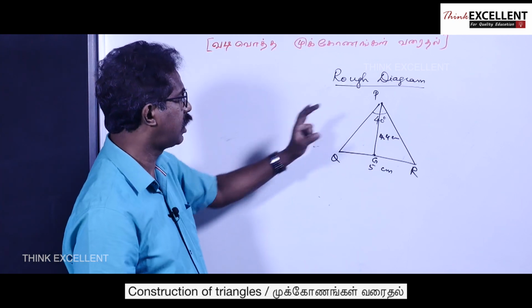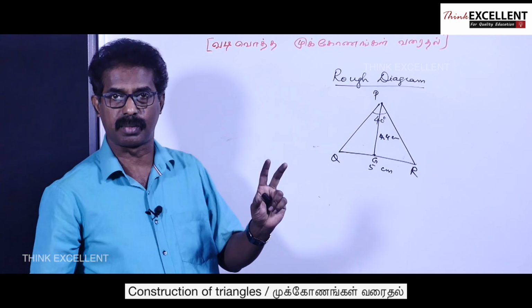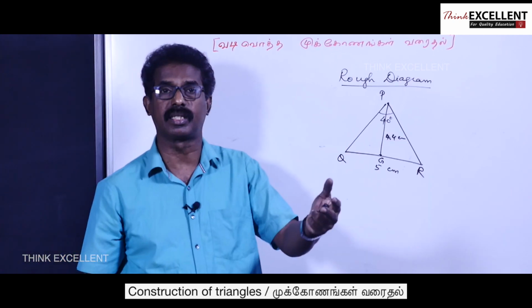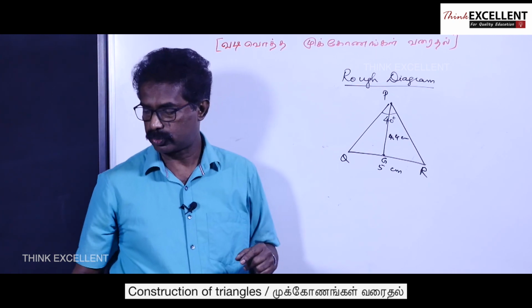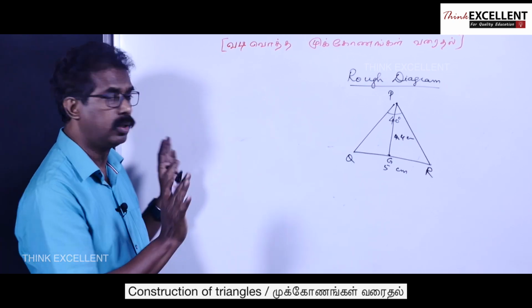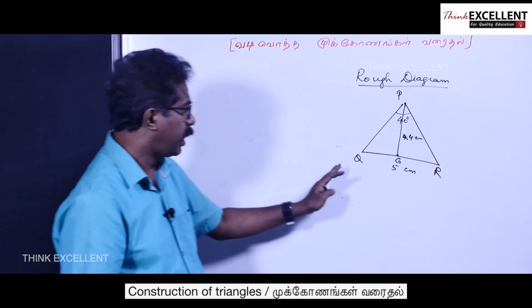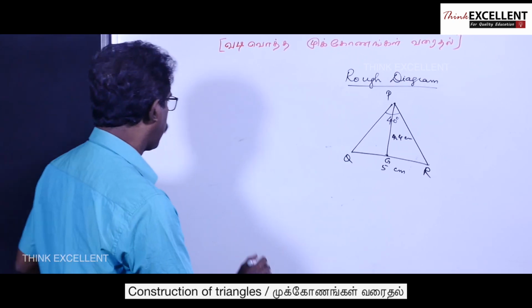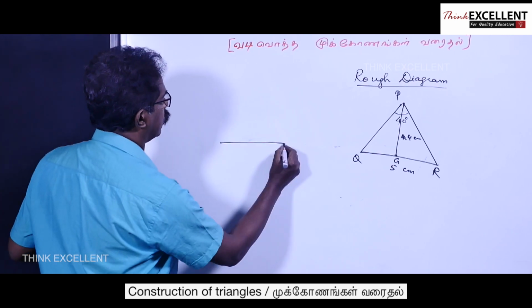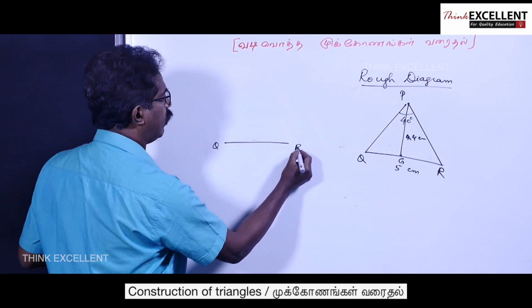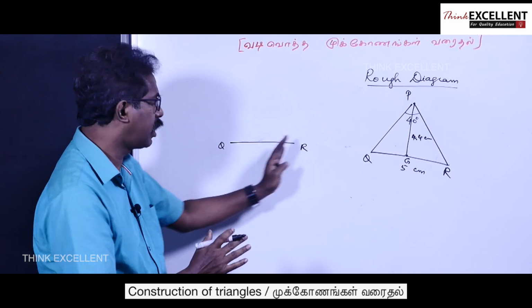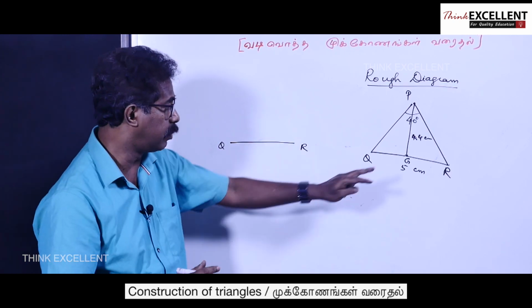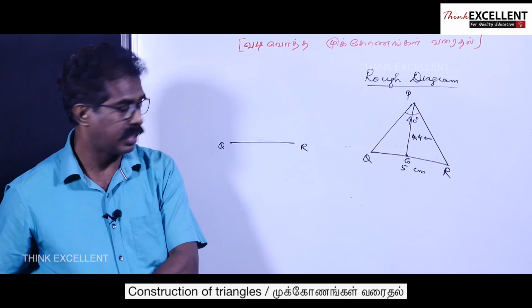So for any question: rough diagram, fair diagram, construction steps. In addition to that, if they ask something extra, you have to do that. Here they asked to measure the length of the altitude. So listen, I just want to explain the method to you. First the base QR. Draw a line segment QR of length 5 centimeter. The measurement must be 5 centimeter.